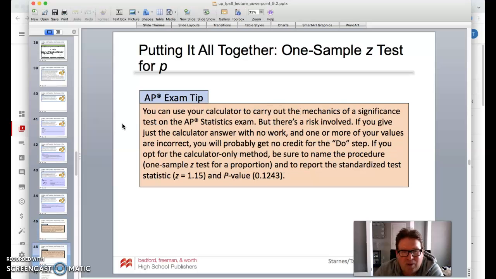We want to be clear when we write those. Now we can use your calculator to carry out the mechanics, but there's a risk involved. If you give just the calculator answer with no work, and one or more of your values are incorrect, you'll probably get no credit for the do step. So make sure that you show what's going on. Again, show everything that you do there.